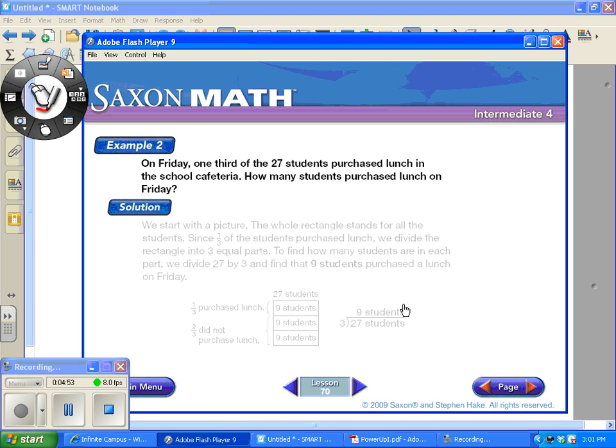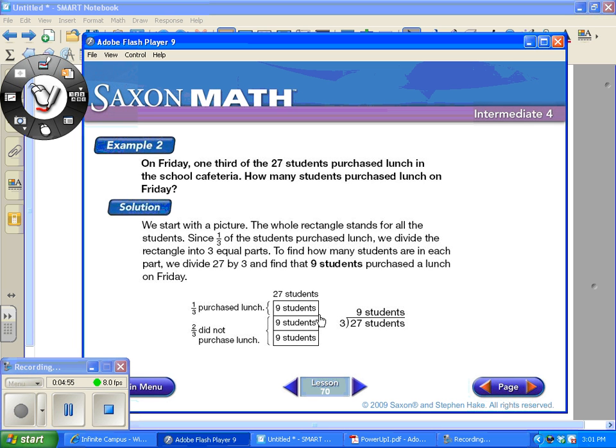We're correct. And again, they did another pictorial representation. So we know that 1/3, one group, is 9. And we even figured out 2/3 did not purchase their lunch. We know that that's 18, which is 9 and 9, right? Two groups out of the 3.